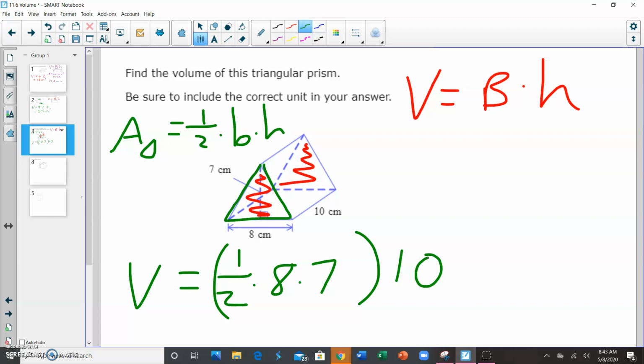I don't need to calculate that. So half of 8 is 4. 4 times 7 is 28. 28 times 10 is 280 centimeters cubed.